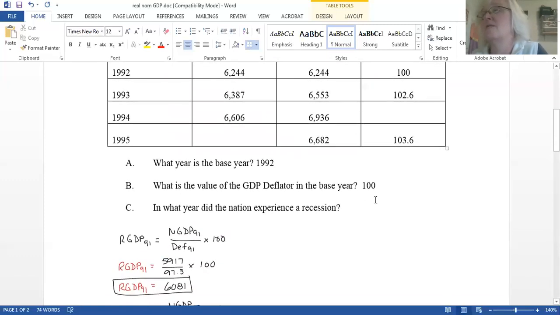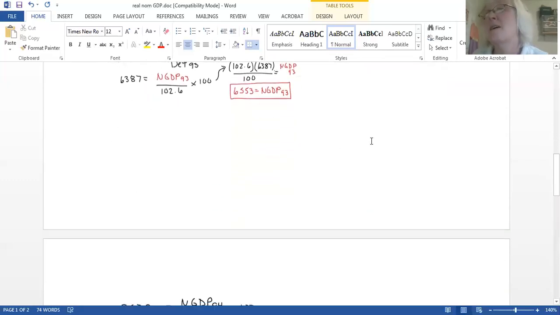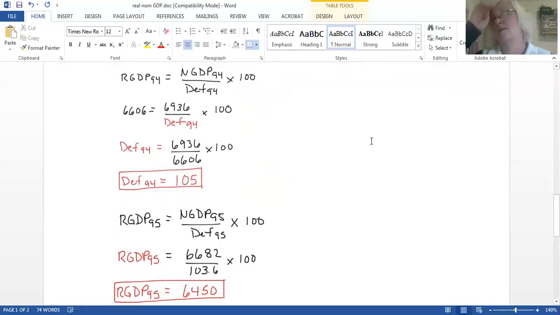I'm going to move down to 1994. 1994 is slightly different. I'm given both the real and the nominal, and I'm asked to solve for the deflator. Well, I can do that. Okay, down here, I do the same thing, same formula. So it's one formula. You're just plugging in your knowns and solving for your unknown. So in this case, real GDP 94 is equal to nominal GDP 94 divided by deflator 94 times 100.